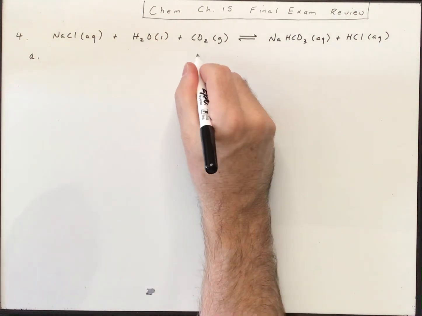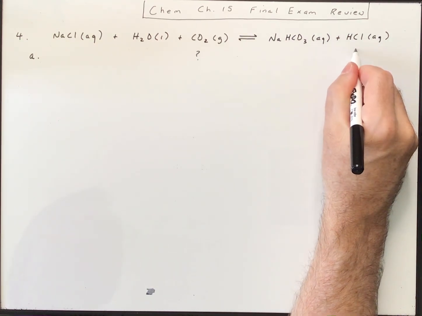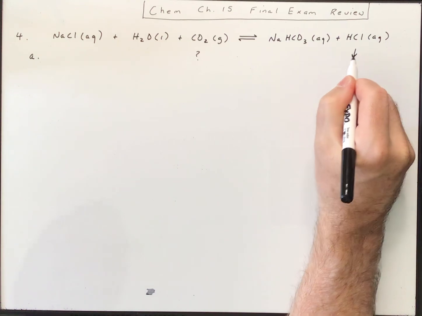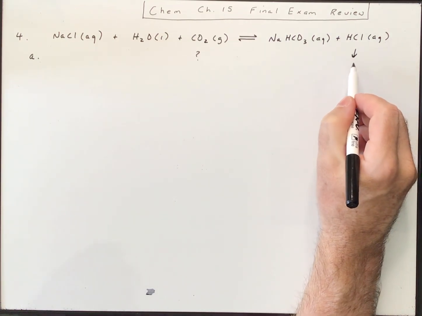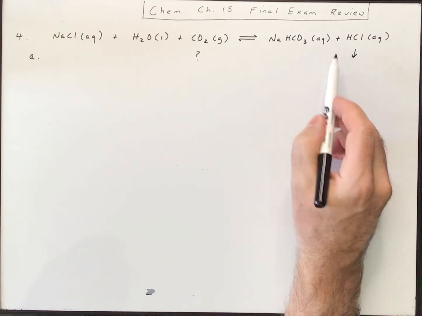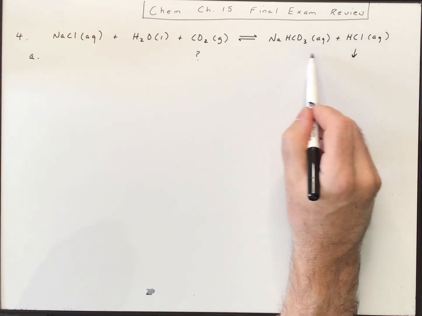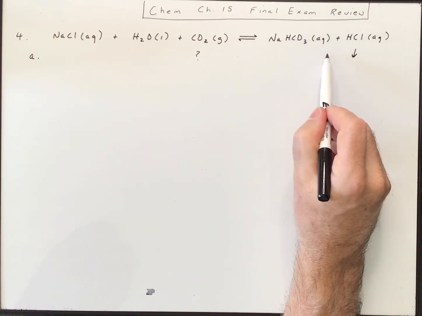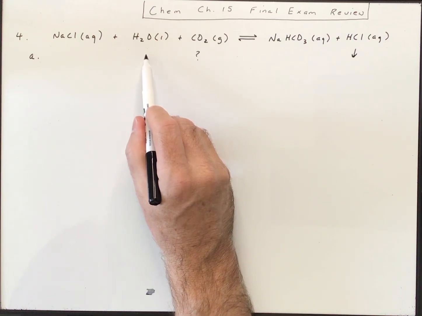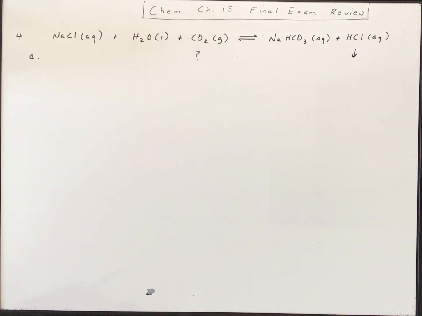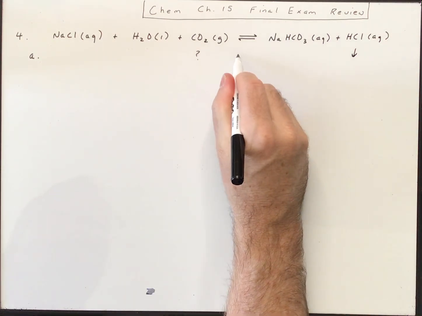So I'm going to put a question mark. What will happen to CO2? HCl is removed, so I'm going to put a down arrow. We're reducing the amount of HCl. Okay? Well, if we reduce the concentration of HCl, we're going to have fewer collisions on the product side. That means the reactant side will have more collisions. That means the reactant side will win. Okay, so the winner gets the arrow.